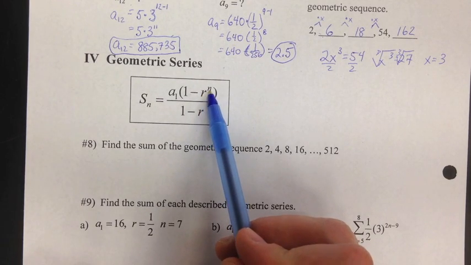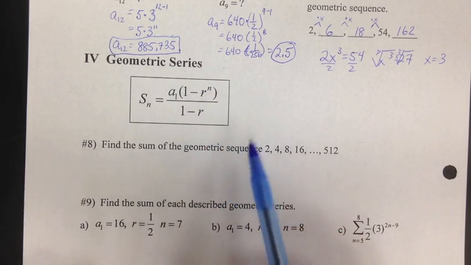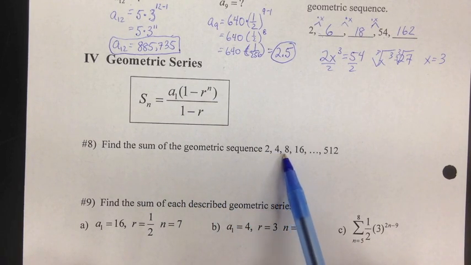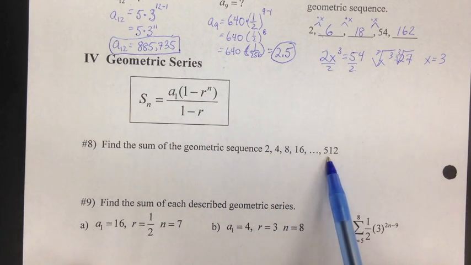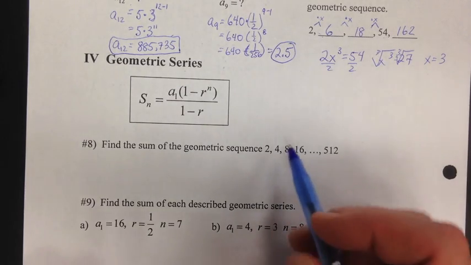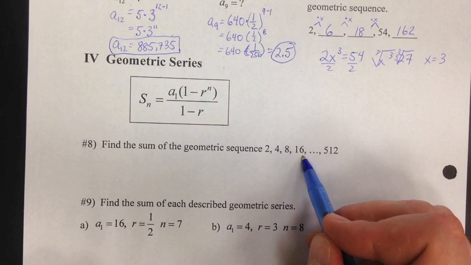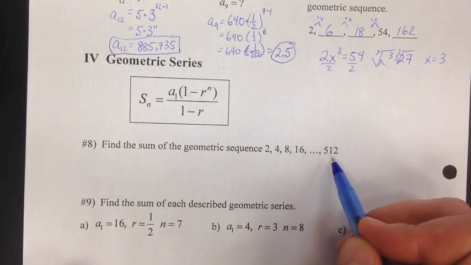You also need the number of numbers that you're doing. So number 8, find the sum of the geometric sequence, 2, 4, 8, 16, all the way up to 512. Well, you can look at this and you can see you're multiplying by 2 every time. Now we have a gap here between 16 and 512.